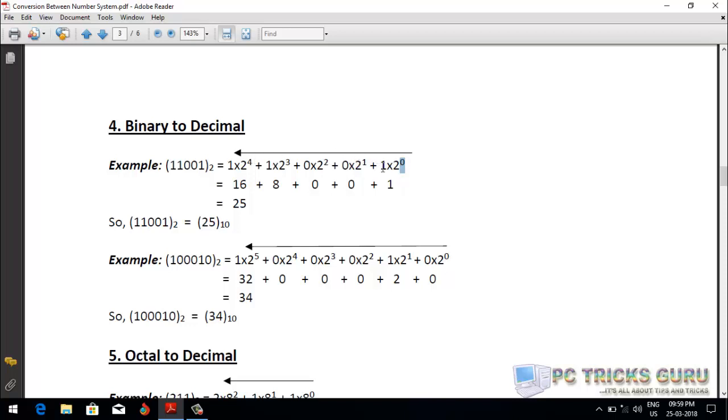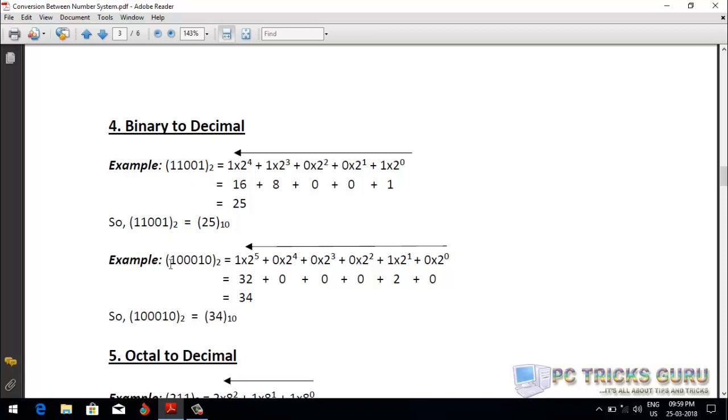Okay, so 1 multiplied by 2 to the power 0 plus 0 multiplied by 2 to the power 1, then 2 to the power 2, 2 to the power 3, 2 to the power 4. Let's go from right to left and keep increasing the power value by 1. So if we solve this, we get 16 plus 8 plus 0 plus 0 plus 1, which equals 25. So 11001 binary base 2 is equal to 25 base 10.